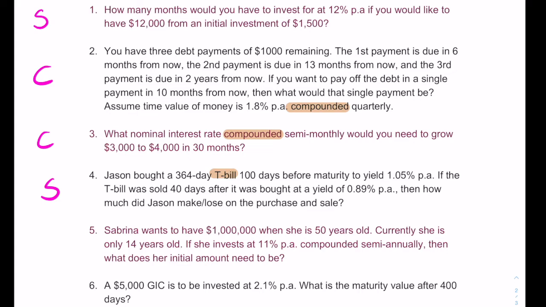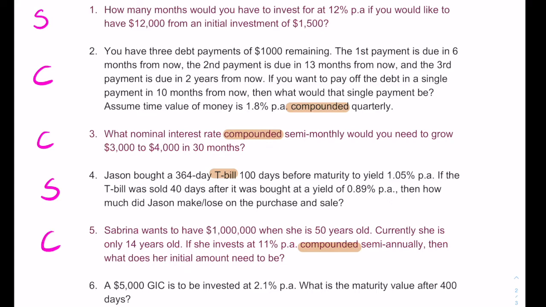Number 5, okay, so Sabrina wants to have $1 million when she's 50 years old. Currently she is only 14 years old. If she invests at 11% per annum compounded semi-annually. There we go again, compounded. Compounded right here in the question tells us this is a compounding question. So put a C there.